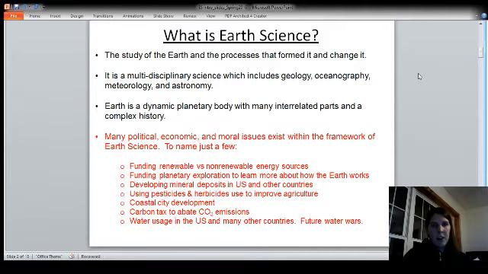Water usage in the U.S. and many other countries, and future water wars. Water is a scarce resource, and when we're talking about fresh water, there are areas where it is very hard to come across fresh water, and it's becoming a bigger issue as waters are becoming polluted, or as aquifers are becoming overpumped and drained at an accelerated level. Let's move on.